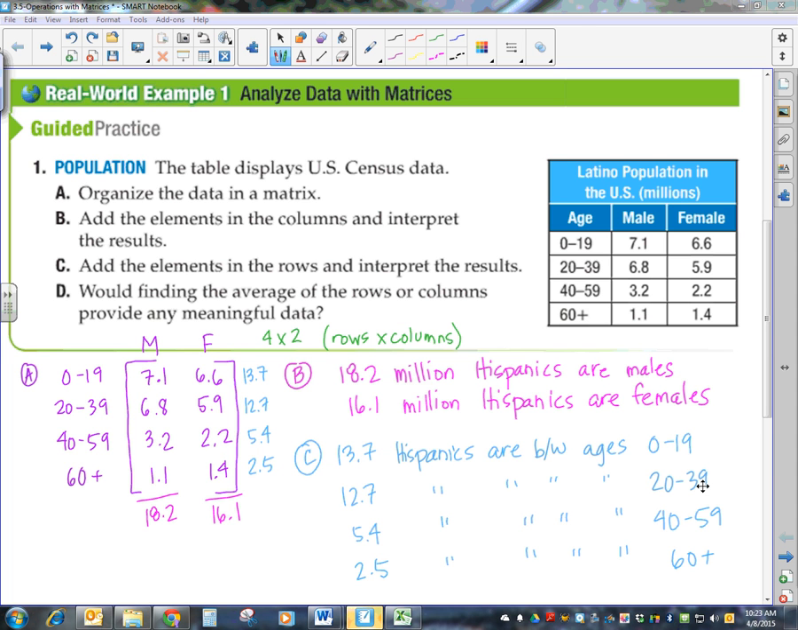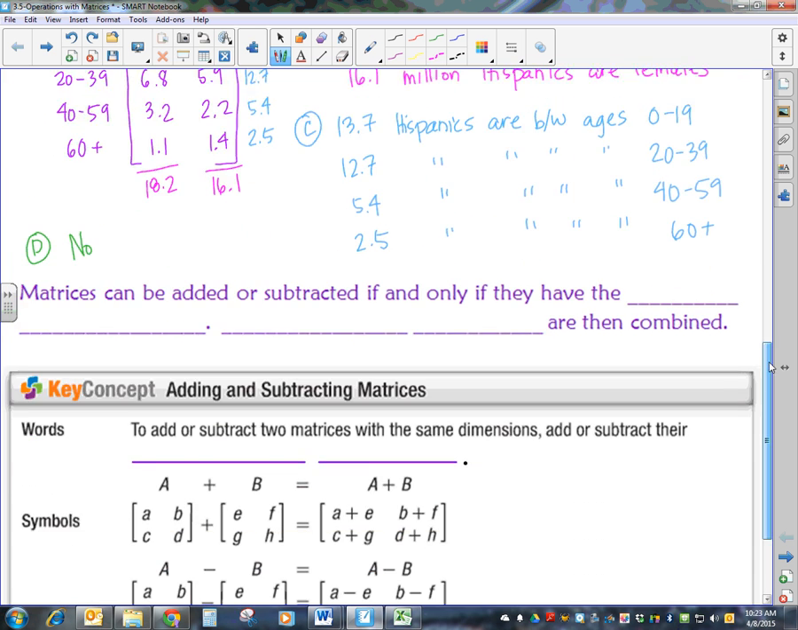Okay? Would finding the average of the rows or the columns provide any meaningful data? I think we can all agree that the answer to that would be no. Needs to quit flashing at me. Okay? So that's just analyzing the data that's in a matrix and understanding what it represents.